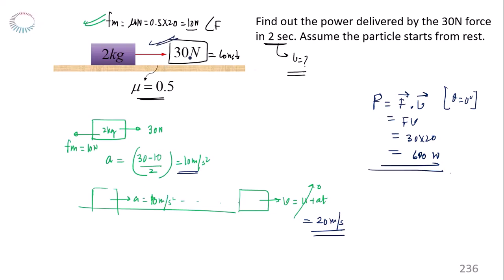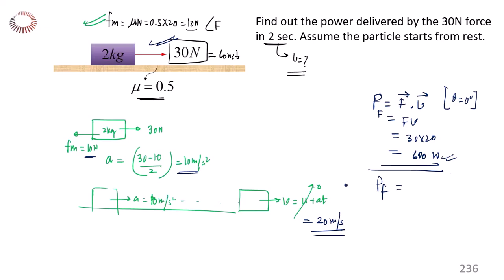Now similarly, out of this 600 watt of power produced by the 30 Newton, some power is already consumed by this 10 Newton friction force. Why? For the friction, the force is in the opposite direction of velocity. So consider the power consumed by the friction. This is the power produced by the capital F.